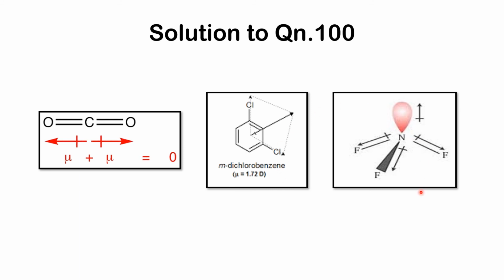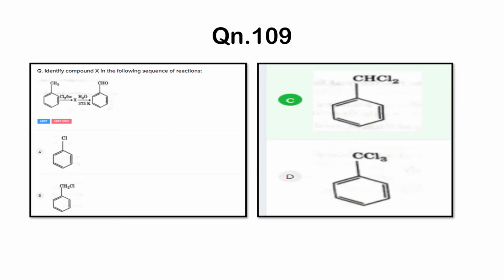Nitrogen trifluoride from nitrogen towards fluorine, மொத்தம் 3 arrow marks towards fluorine இருக்கும், away from nitrogen, and ஒரு arrow mark from nitrogen towards the lone pair of electrons. So cancel ஆக போறது இல்ல, அதனால net dipole moment இருக்கும், it's not equal to 0. அடுத்த question போலாம். Identify the compound X in the following sequence of reactions. The answer is option C.